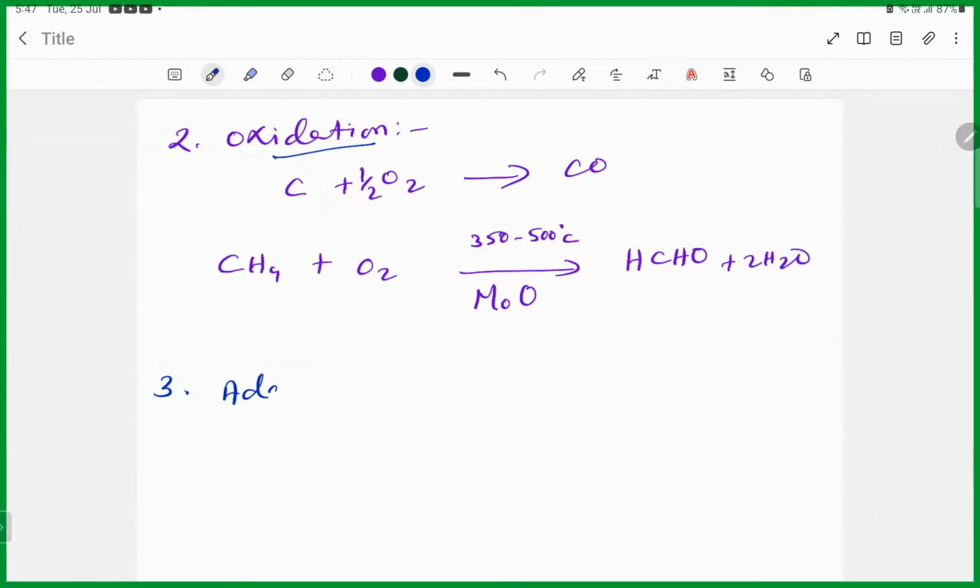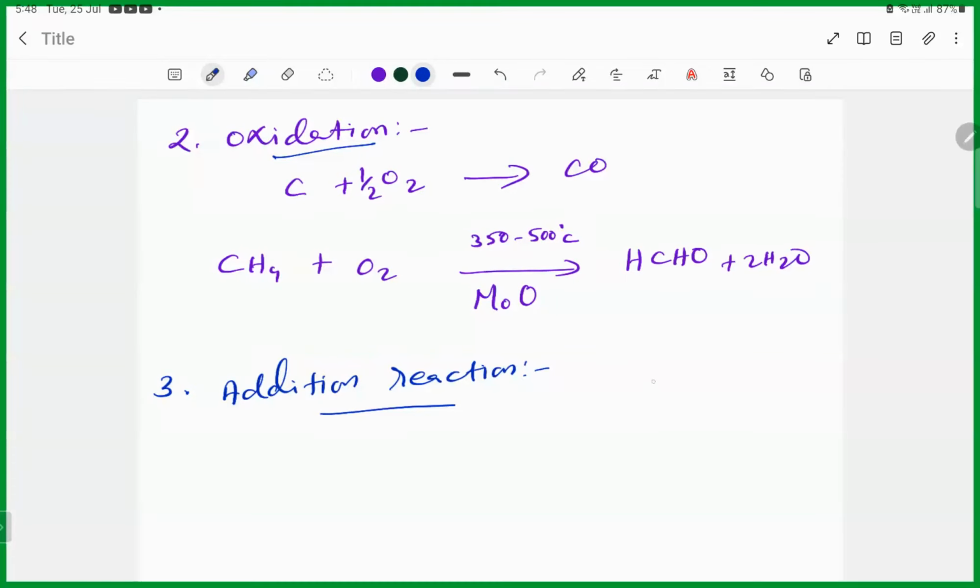And third one, addition reaction. So what is addition reaction? We know that when the compound is unsaturated, you can convert unsaturated into saturated. Please remember first what is saturated, what is unsaturated.